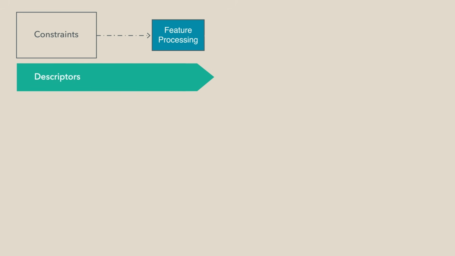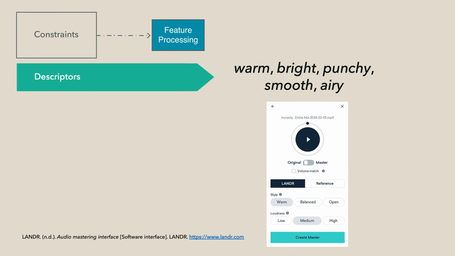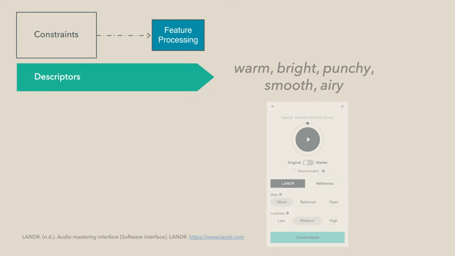Another form of constraint comes from descriptors. These are words that audio professionals use to describe the character of a sound, such as warm, bright, punchy, smooth, or airy. These terms have shared industry-wide meaning, each tied to measurable signal features like EQ, balance, dynamic range, or harmonic content. AI tools learn these correlations, allowing users to simply choose a descriptor such as warm or medium, and the system automatically applies the corresponding processing configuration for that sound or mastering style.